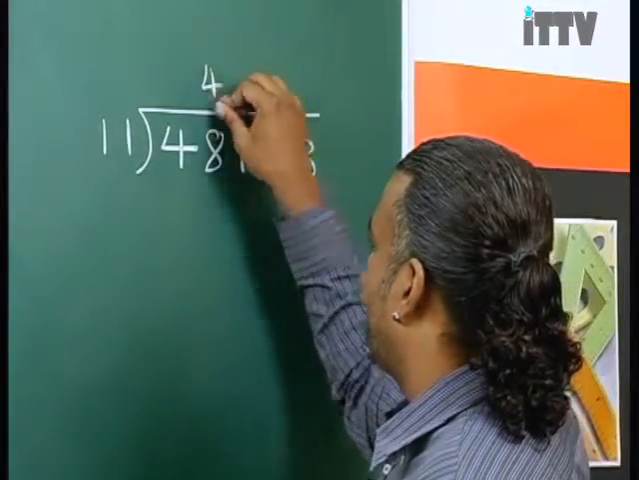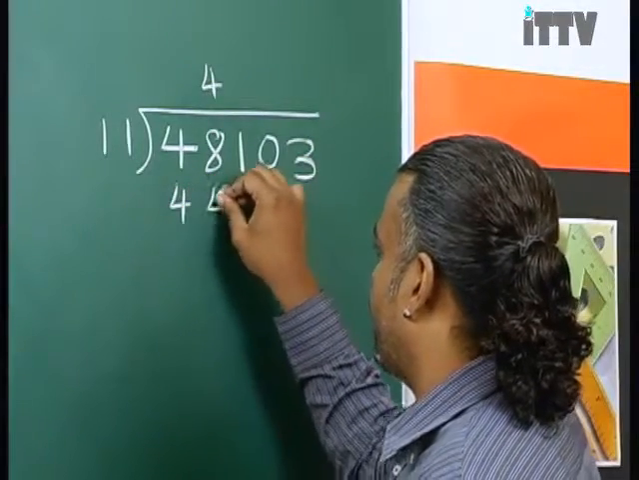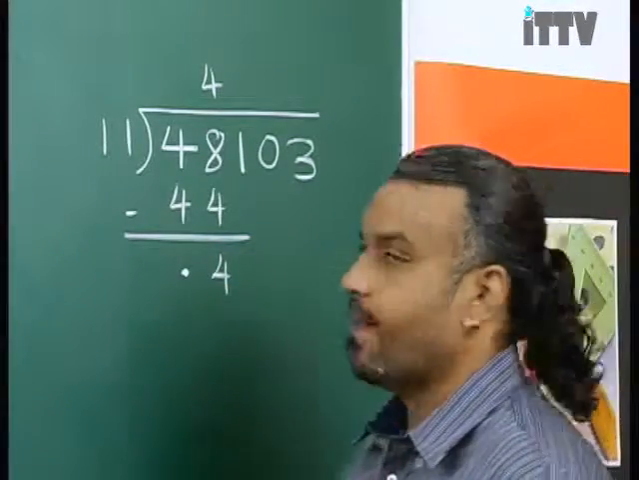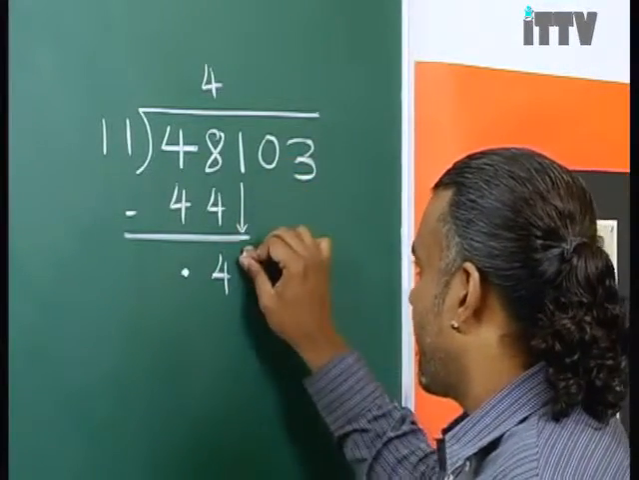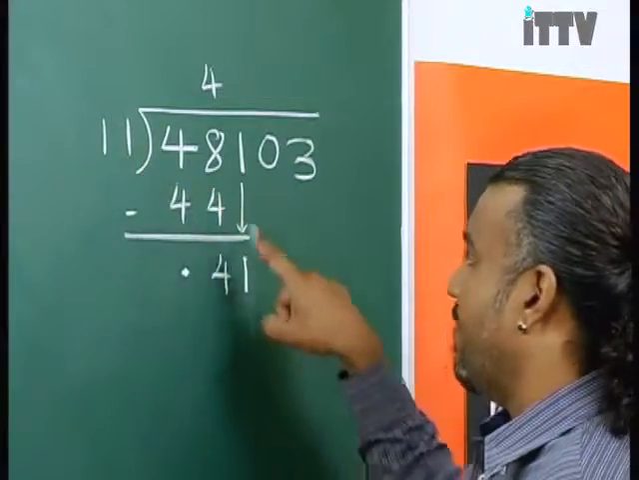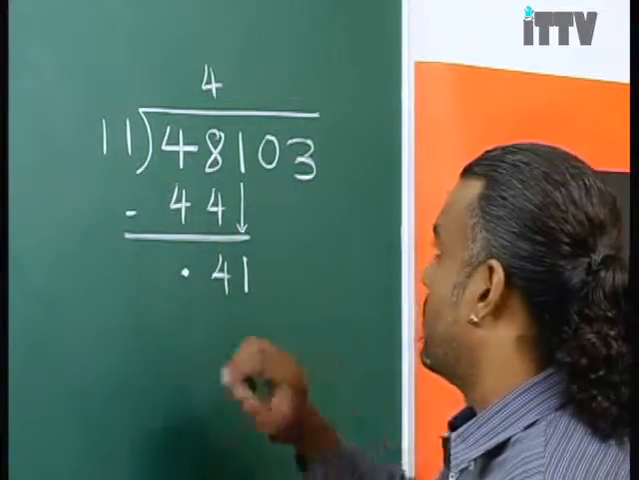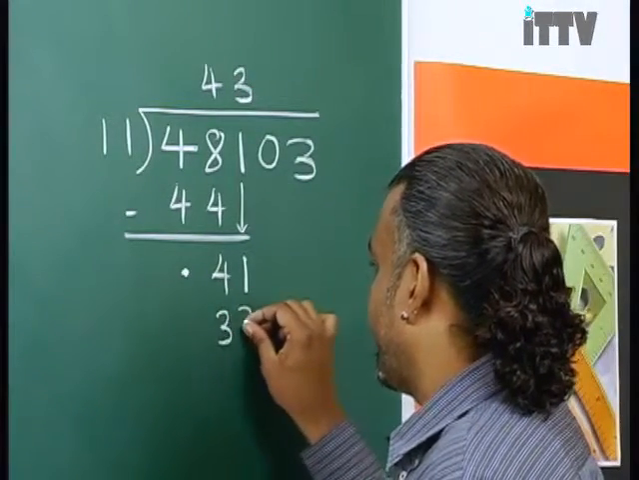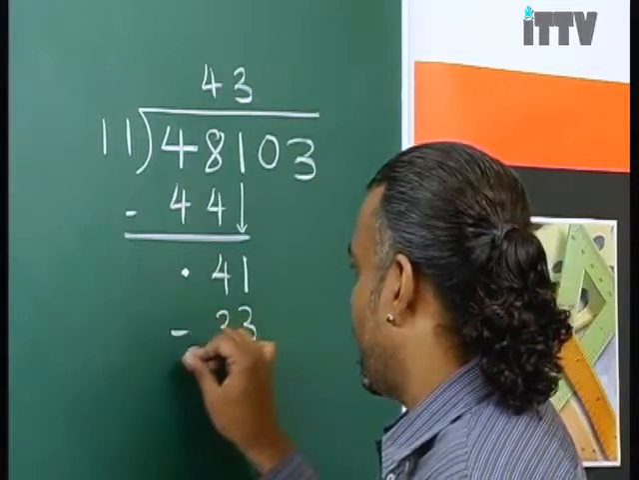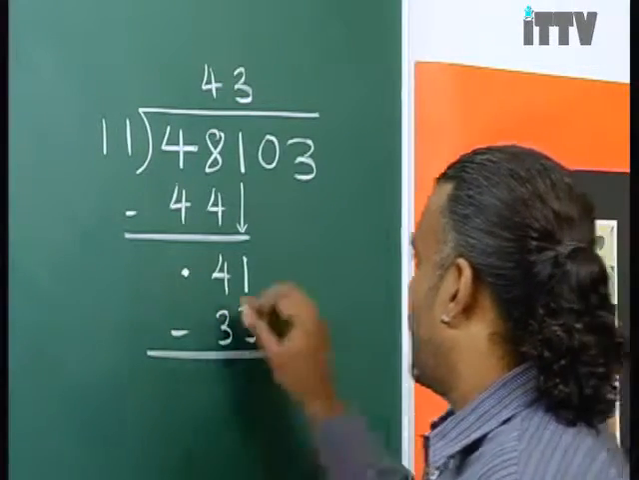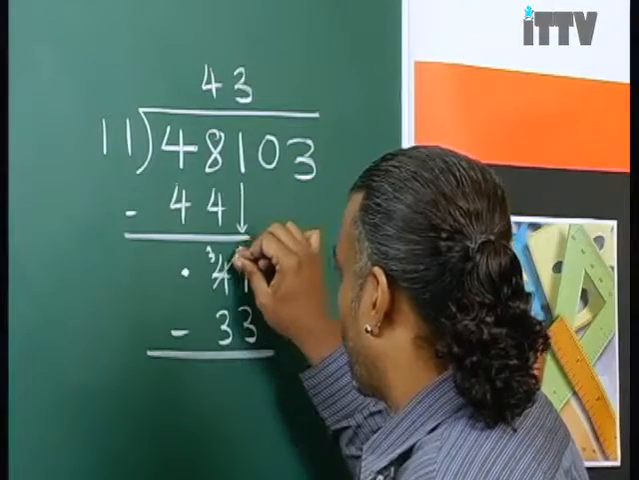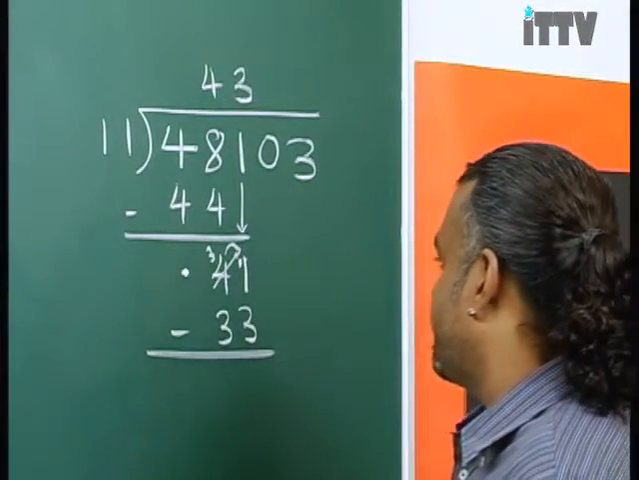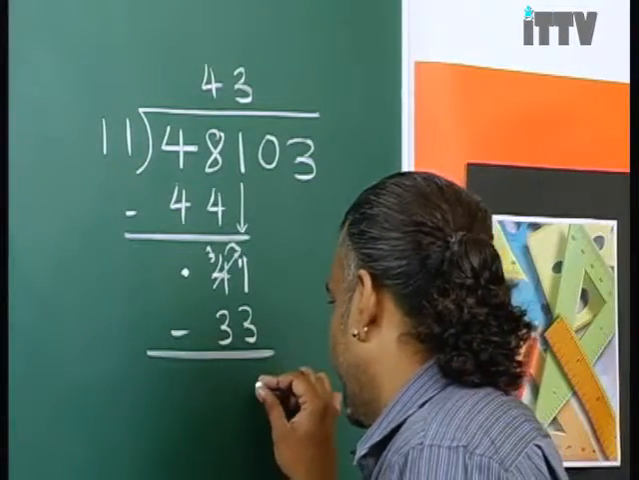11 multiplied by 4 will give you 44. Okay, now we get 4. We'll bring down the 1. Now, it's not enough to multiply by 4. So what we got to do? Multiply it by 3. We'll get 33 over here. We borrow 1. So it becomes 11. Minus 3.